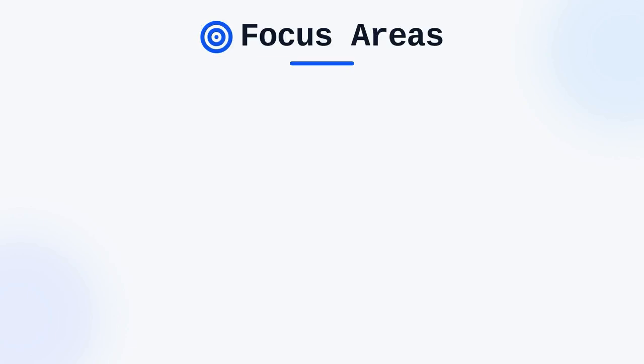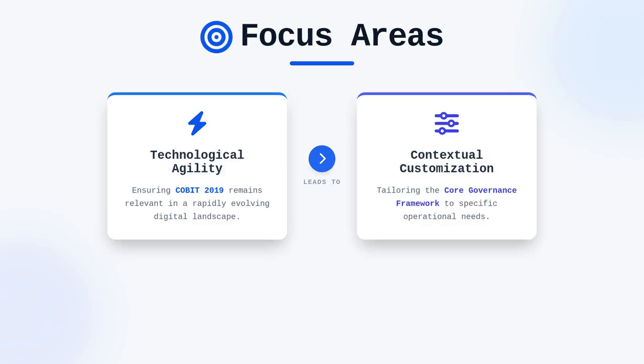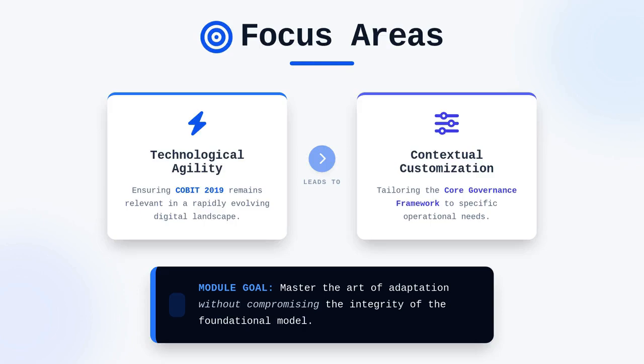Welcome to the chapter on focus areas, where we will examine how COBIT 2019 achieves the necessary flexibility to remain relevant in a rapidly changing technological landscape. By the end of this module, you will understand how to customize the core governance framework to fit specific operational contexts without losing the integrity of the foundational model.